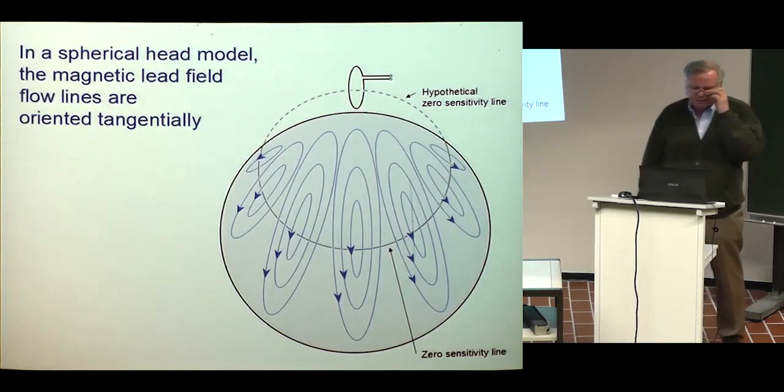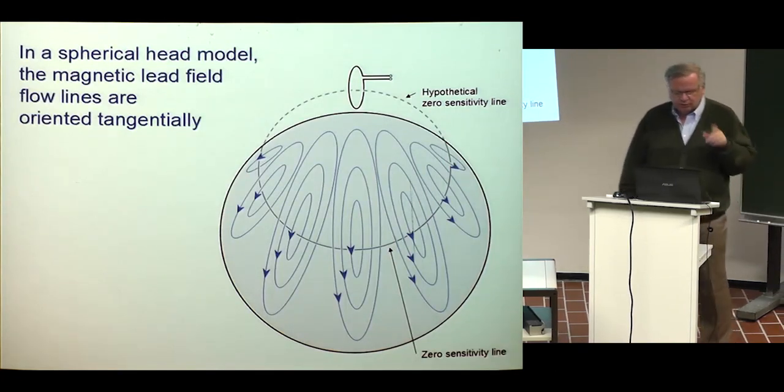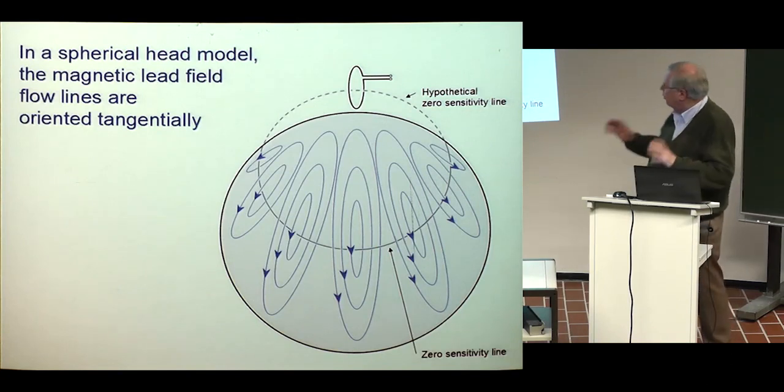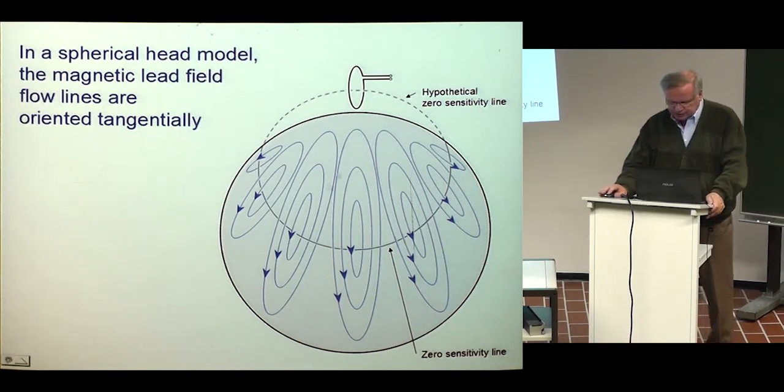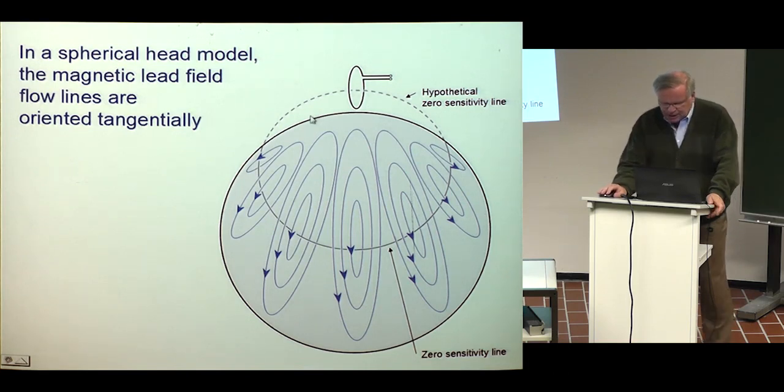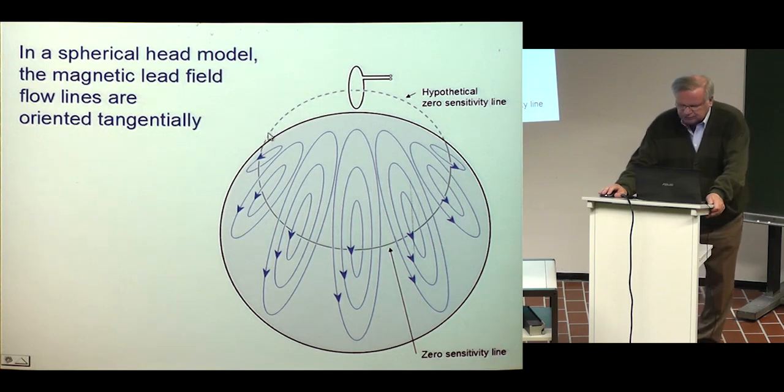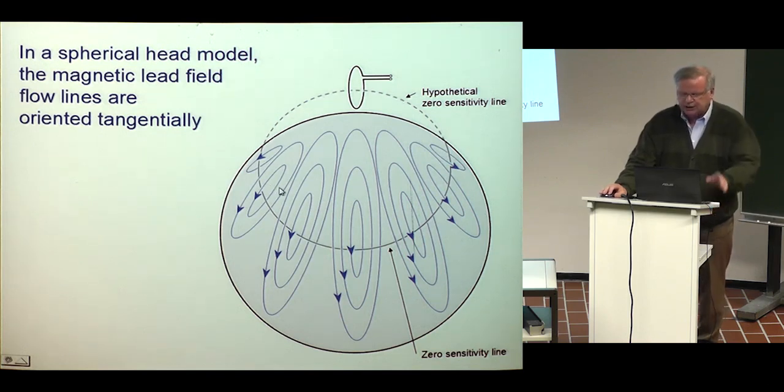Well, in the spherical head model, the magnetic lead field flow lines are oriented tangentially always, also in the case that the detector is oriented in this orientation. The lead field flow lines go like this, and the zero sensitivity line, which was the symmetry line in the previous case, goes something like this, and we can assume that it hypothetically goes in the space like that. So they go always tangentially, they never go radially, they do not have a radial component.